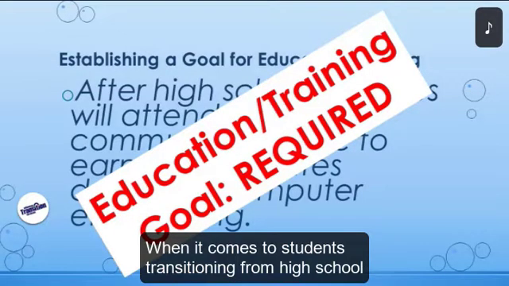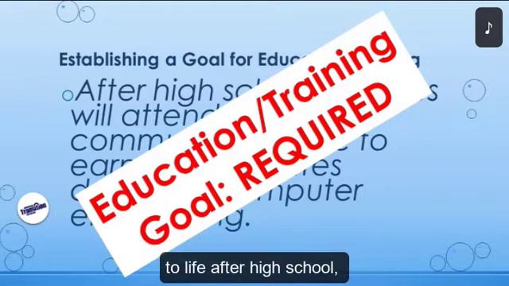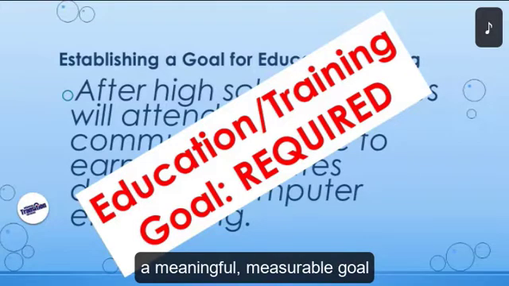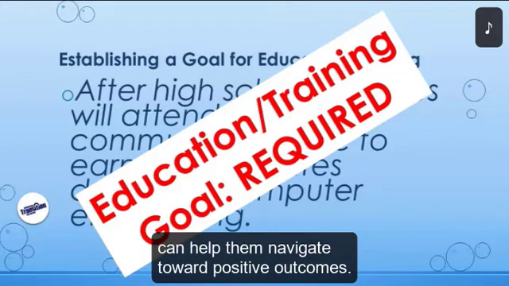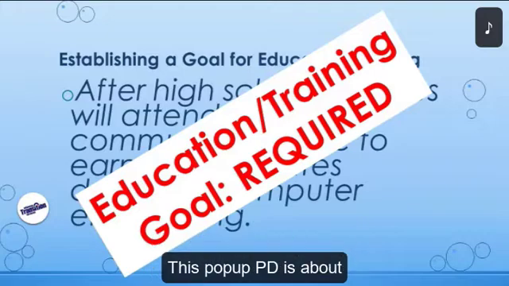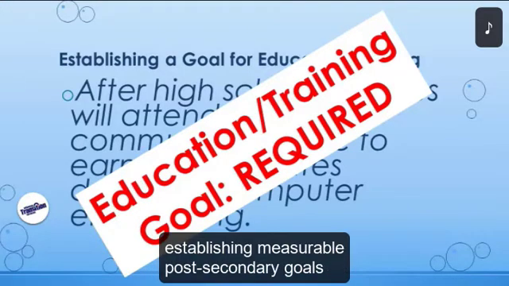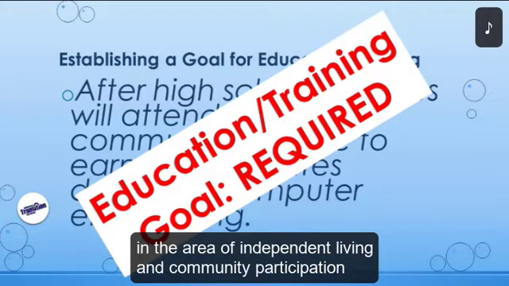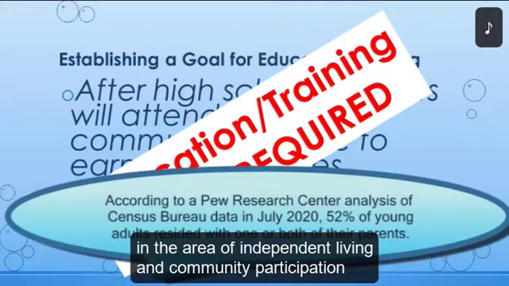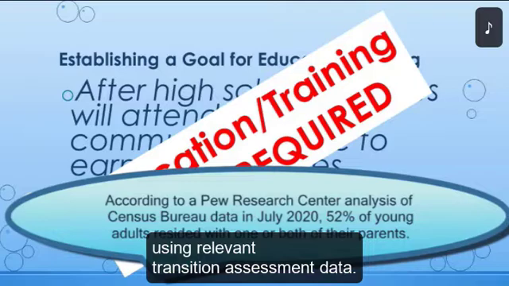When it comes to students transitioning from high school to life after high school, a meaningful, measurable goal can help them navigate toward positive outcomes. This pop-up PD is about establishing measurable post-secondary goals in the area of independent living and community participation using relevant transition assessment data.